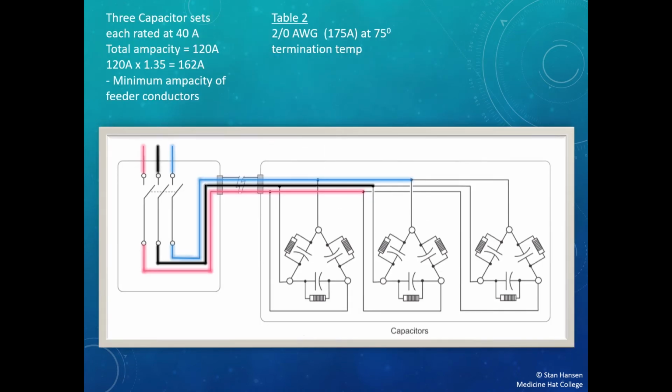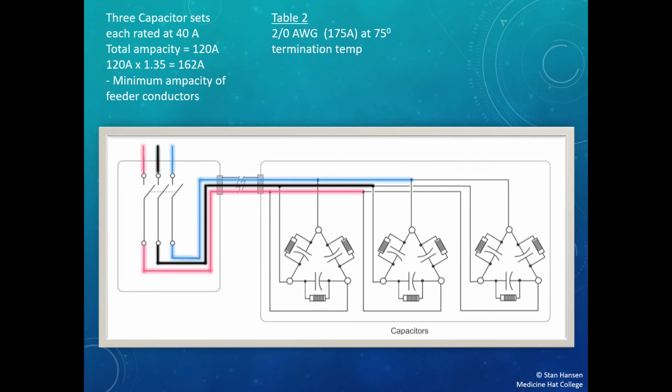When it comes to the feeder wires for multiple capacitor banks, I still have to apply this 135% rule. So if I have 3 capacitor banks, each rated at 40 amps, I have a total accumulated ampacity of 120 amps. I take this 120 amps, multiply it by 1.35 to get a value of 162 amps, which is now the minimum ampacity of my feeder conductors. And now I go to Table 2 and I select a 2/0 wire.